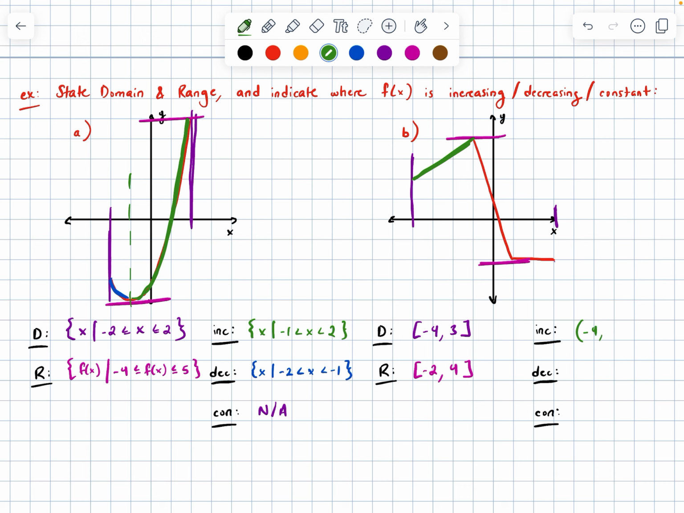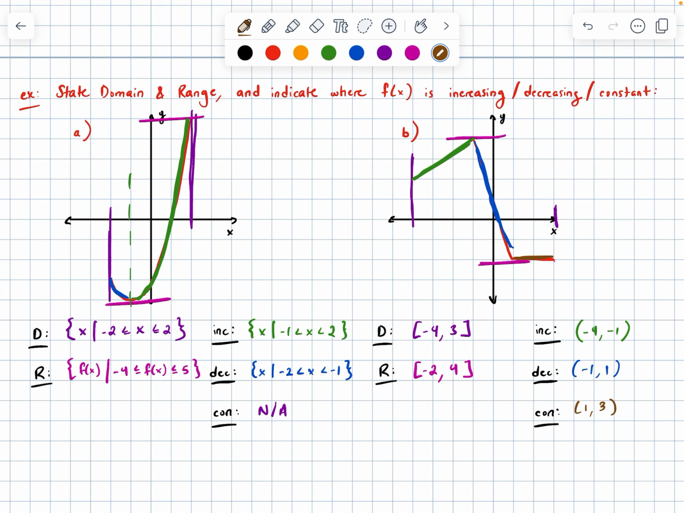I start on the left at that x value of negative 4, and I stop increasing at the x value of negative 1. I am decreasing here for this branch, which I'll shade in blue. That goes from the x value of negative 1 on the left to the x value of positive 1 on the right. And now I do have a place where my graph is constant. That's when I'm to the right of that positive 1, but to the left of that upper limit of x equals 3.